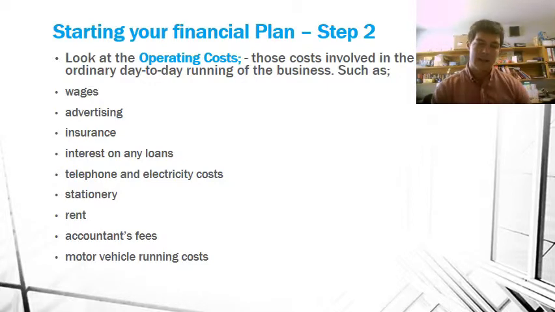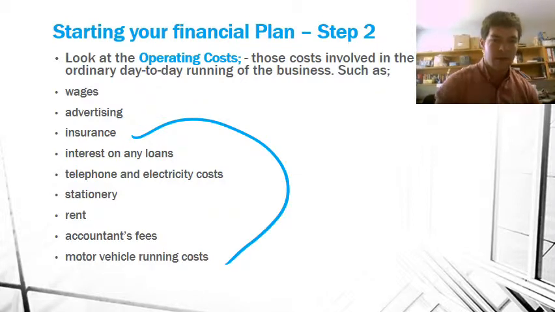Stationery you might need, pens, paper, printing, ink, anything like that, obviously part of the cost. Rent on the premises, any accountant fees if you use the services of an accountant. Most people don't know how to do their own books, which would make sense. This is a major operating cost. Any motor vehicle running costs like petrol, tax, registration, insurance, all these different things. Again, this will probably tie in with insurance up here as well.